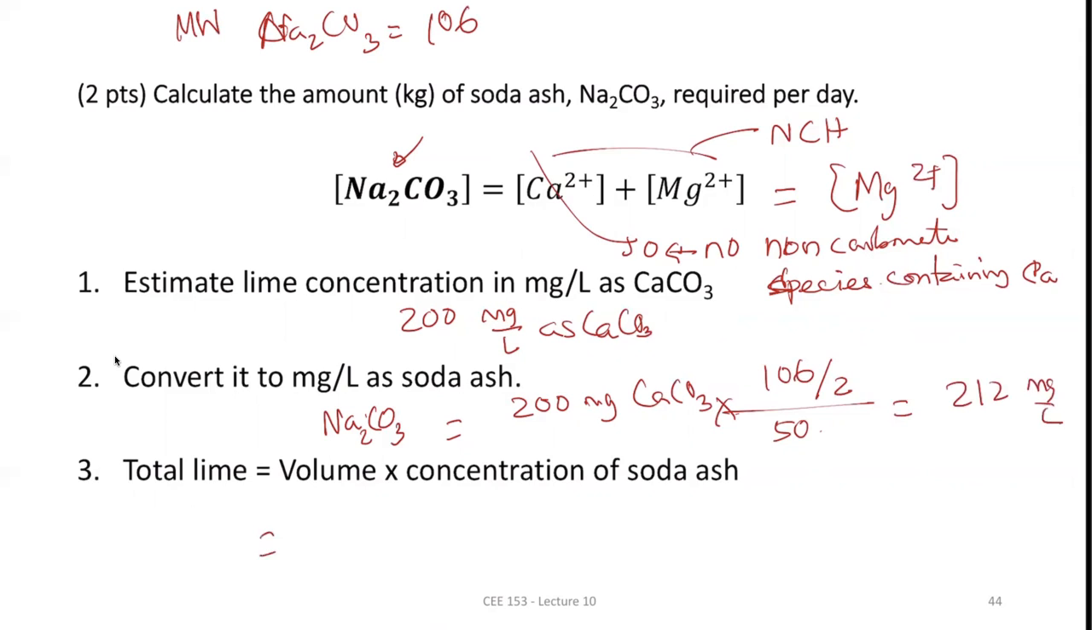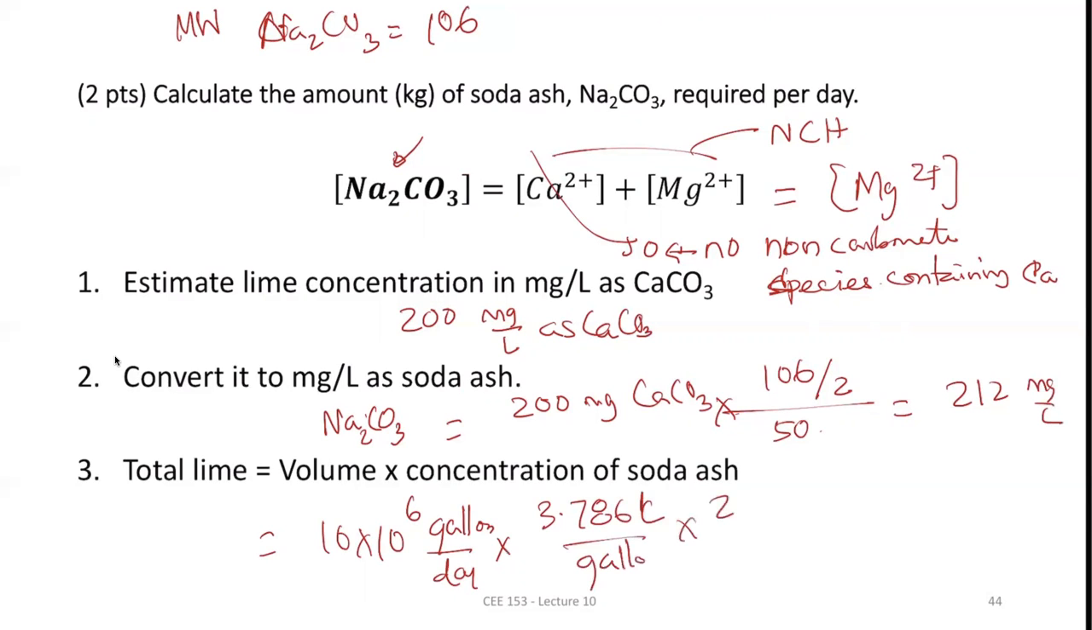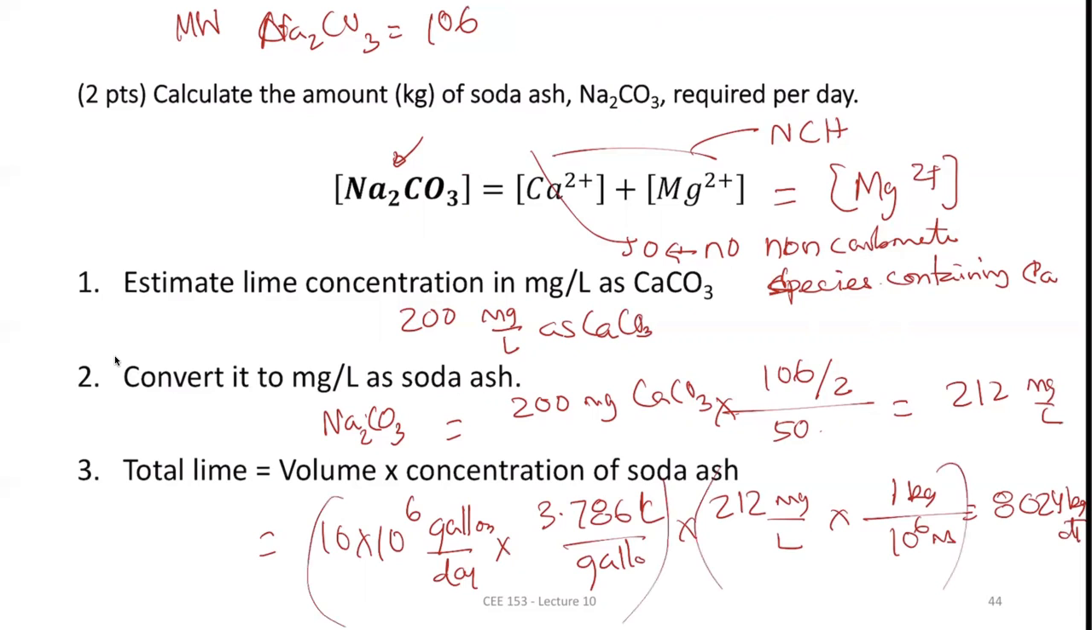So the total, again same thing, 10 to the 6 gallon per day, then 3.785 liter per gallon. Then this is 200 milligram per liter, and then you have to change to kilogram. That'll be 8024 kilogram per day. Again, this is the volume, this is the concentration. All right, so that's all. This is how you can solve it.